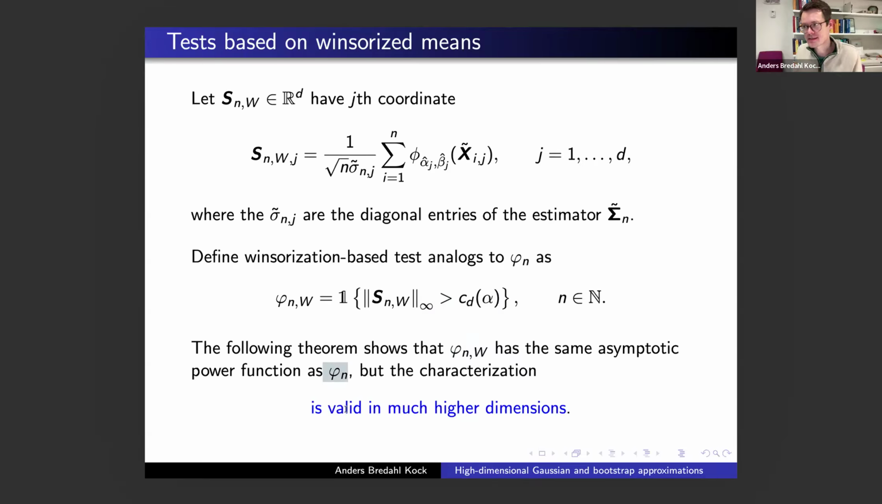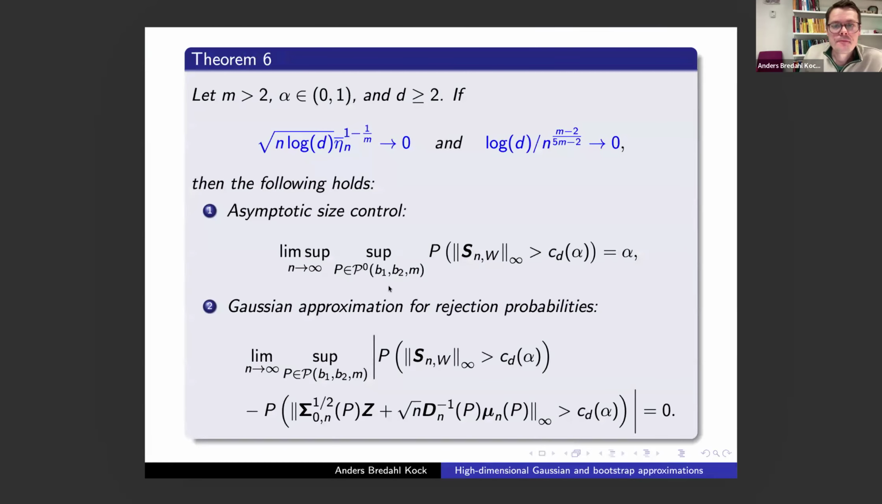This is, of course, in some sense sensible because I've been saying multiple times now that Gaussian approximations to the distribution of plain sums break down beyond a certain polynomial threshold, while those for winsorized means maintain to be valid. So, under this growth condition that I've been talking about many times, that the logarithm of dimension doesn't grow too fast, well then I have the same asymptotic size control of this sequence of tests here.